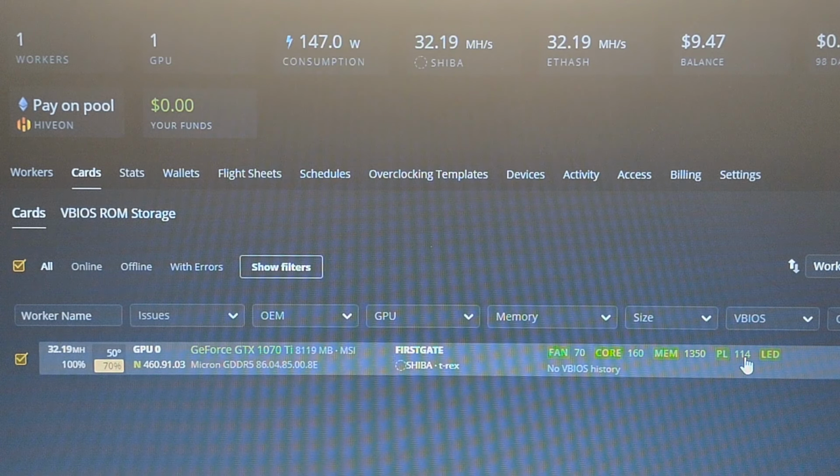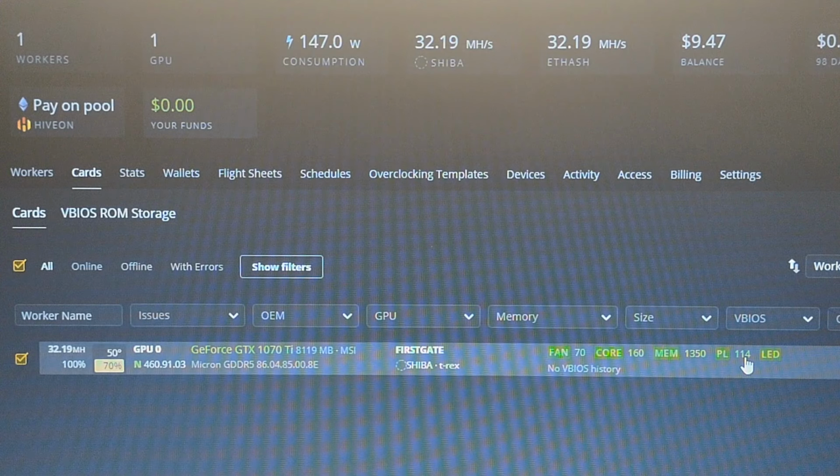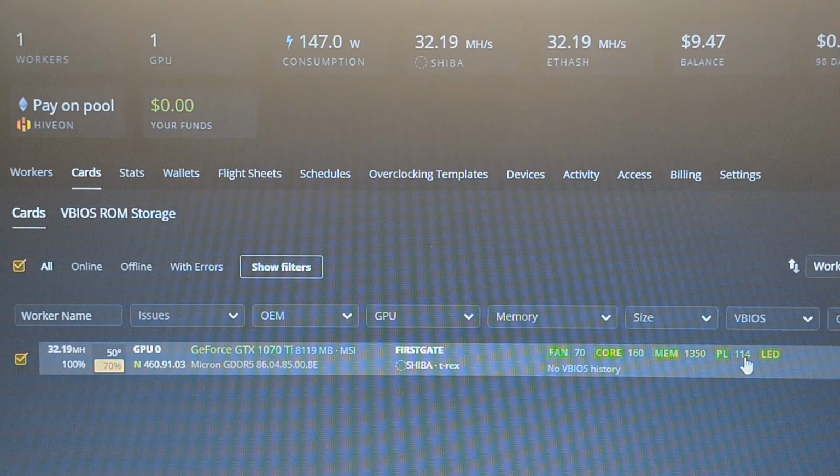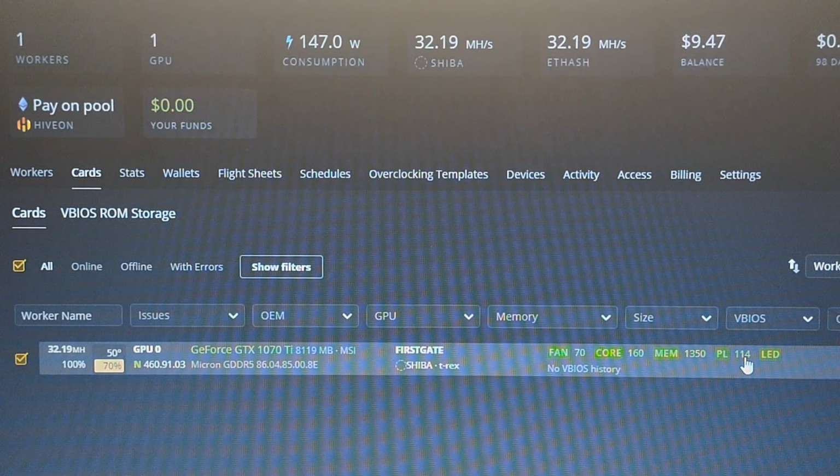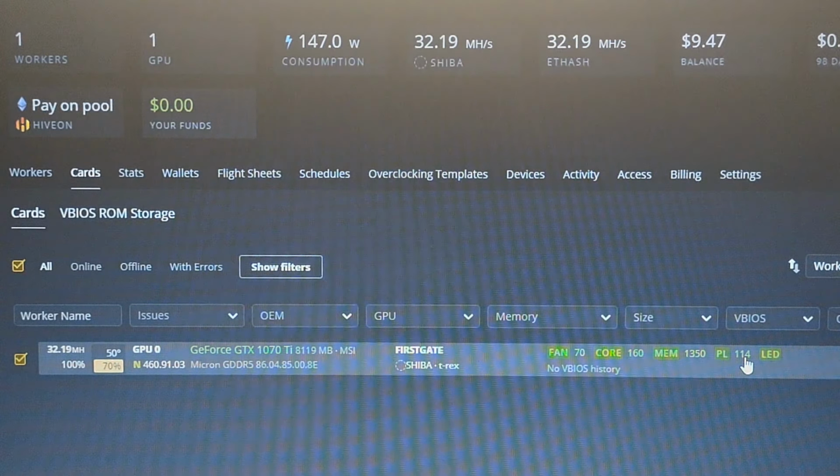It used to be 115, but I found that shaving off that 1 watt took away a few little mega hashes. But in the long run, the fluctuation in the wattage was in favor of being closer to 110. So that's where I wanted it.